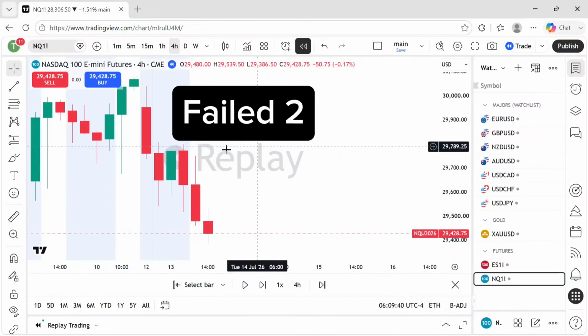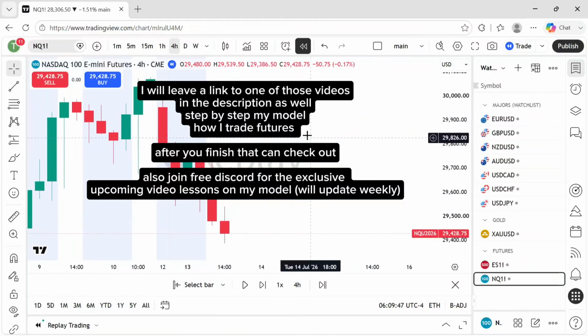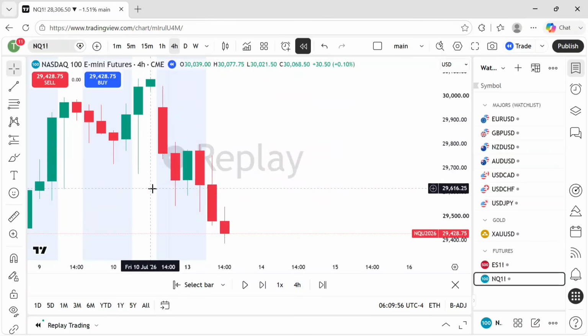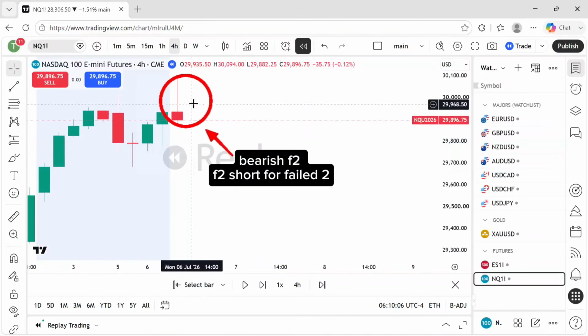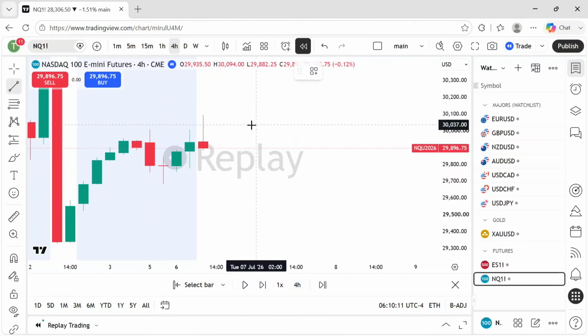Now failed 2 is like my bread and butter. They're really good reversal signatures, indicators. And I like those with my 15-minute. Whenever I'm executing on my 1 minute, I like to see my 1 minute shift in a failed 2. I have plenty of videos on that. We're not going to dig too deep into it in this video because I want to keep it brief. That's an example of a bearish failed 2. Just reverse it for a bullish failed 2. It's the same thing, just the other way around.